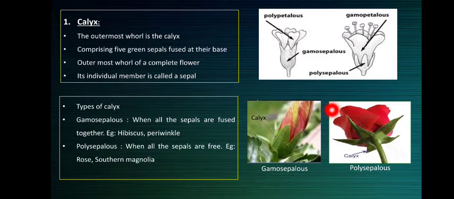The calyx is the outermost whorl, comprising 5 green sepals fused at their base. The calyx is the outermost whorl of a complete flower. The calyx's individual member is called a sepal. The calyx is again divided into 2 types based on their fusion: gamosepalous and polysepalous. Gamosepalous is when all the sepals are fused together. Example: hibiscus, periwinkle, etc.